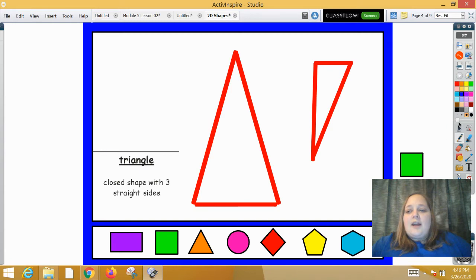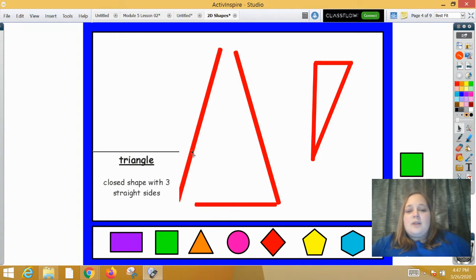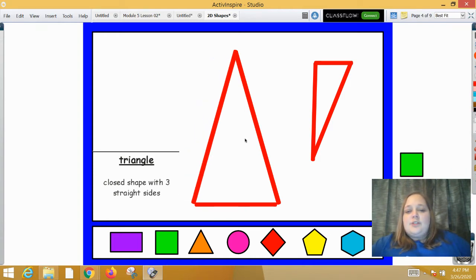All right, here's our next one. We're going to talk about a triangle. A triangle is a closed shape with 3 straight sides. So take a look at my picture. I have 3 straight sides. Here's one side, here's 2 sides, and here is the 3rd side. That means it's a triangle. Let's try this one. It has one side, it has 2 sides, and it has 3 sides.